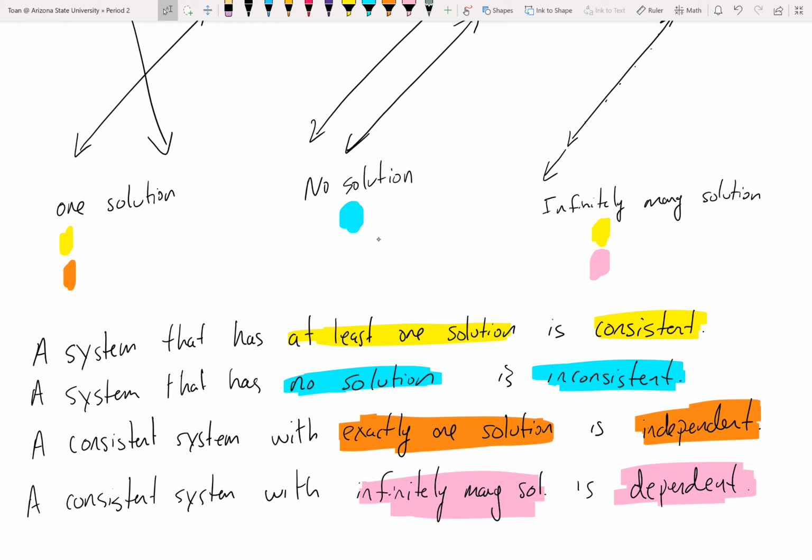Okie dokie? All right. So on the practice, you're going to have a whole bunch of questions that are going to give you just two systems, and they're going to ask you, hey, classify it. All you got to do is you figure out, hey, does it have an answer? Does it cross? Are they parallel? Or are they right on top of each other? Then you can just answer it accordingly.